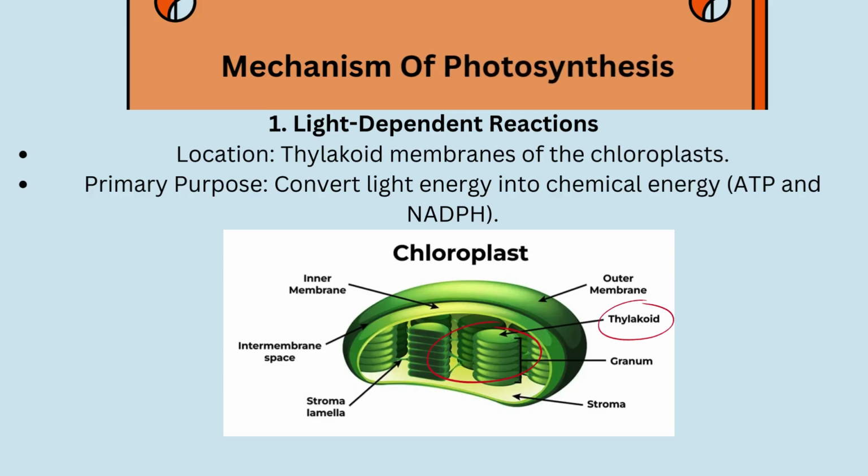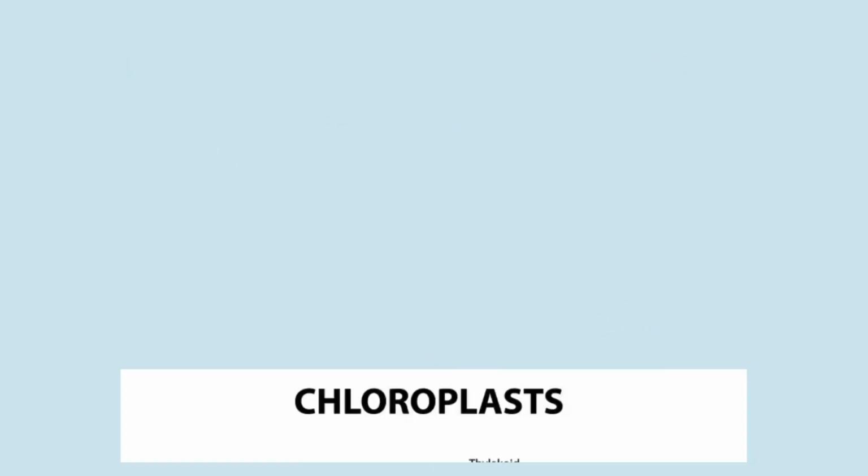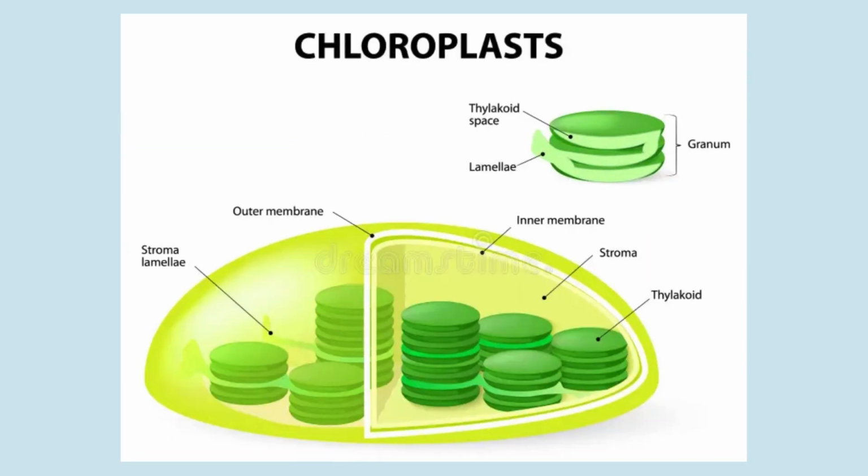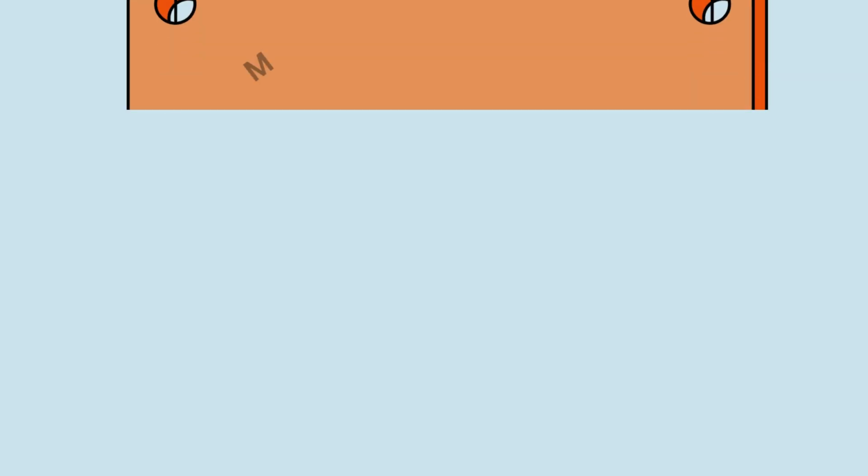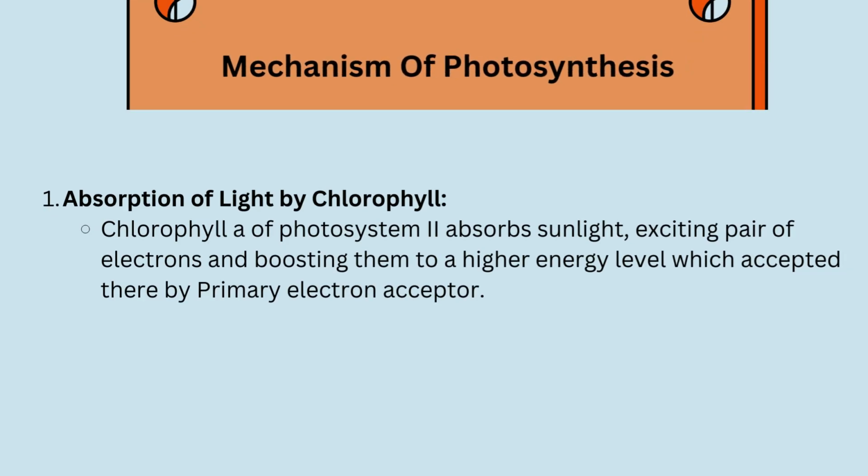Light-dependent reactions mostly take place in the thylakoid membranes of the chloroplast, which convert light energy into chemical energy, that is ATP and NADPH. Let's have a look at the mechanism of light-dependent reaction.